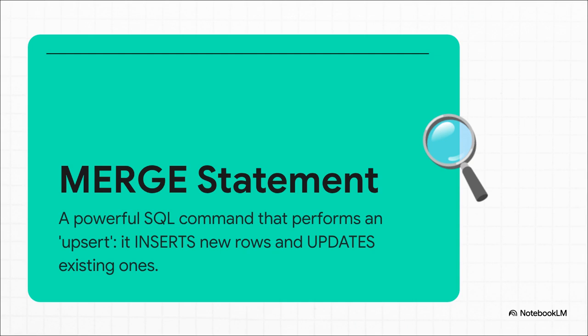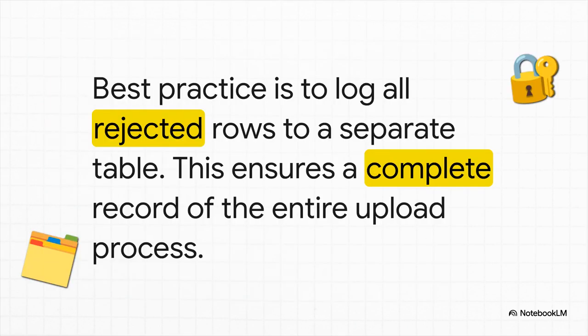If the record is brand new, it gets inserted. If it's already there, it just gets updated. This one command is so efficient, and it keeps you from getting duplicates. It's a lifesaver. But what about all those rows that failed validation? We have a strict no data left behind policy here. The best practice is to log every single rejected row along with the reason it failed into a completely separate table. This gives you a perfect audit trail, so absolutely nothing gets lost in the shuffle.